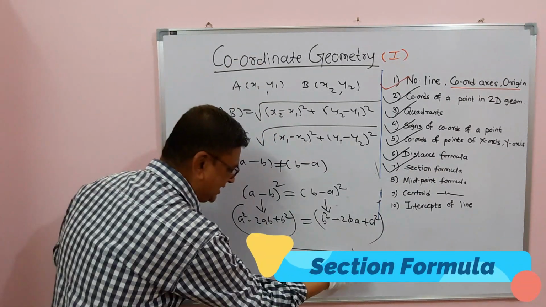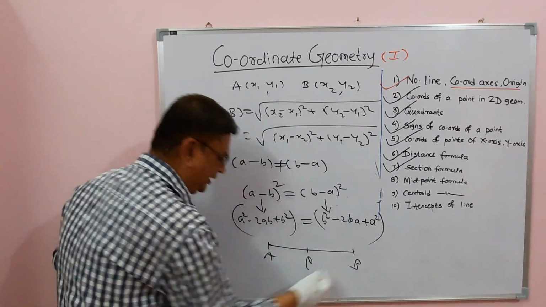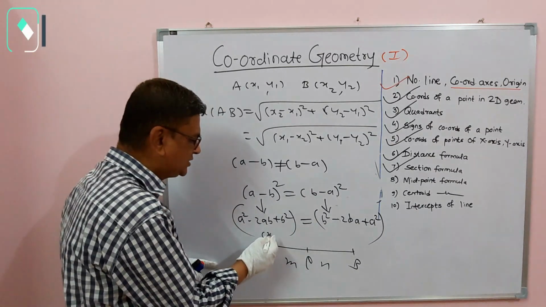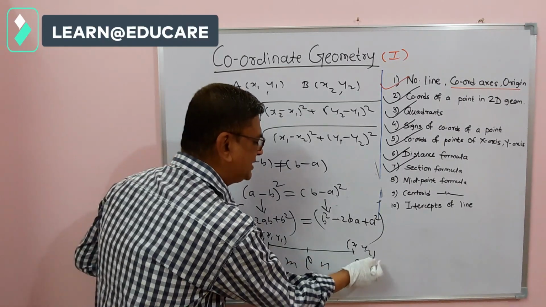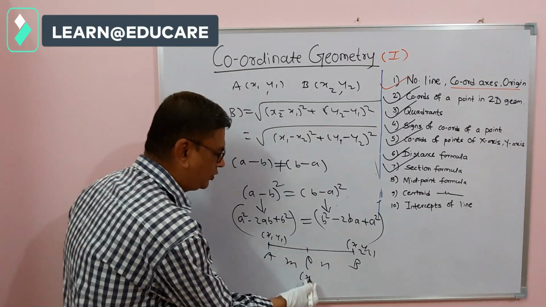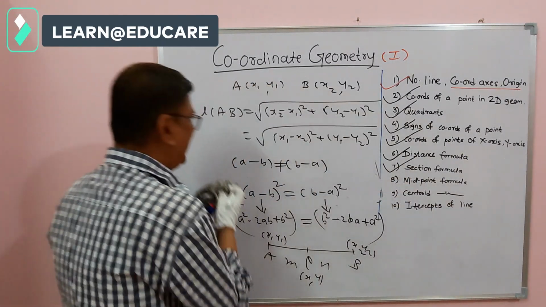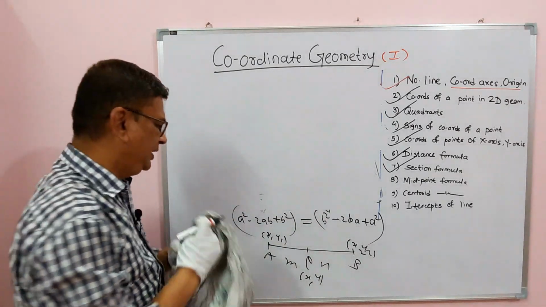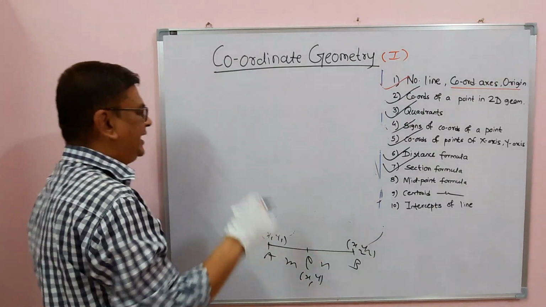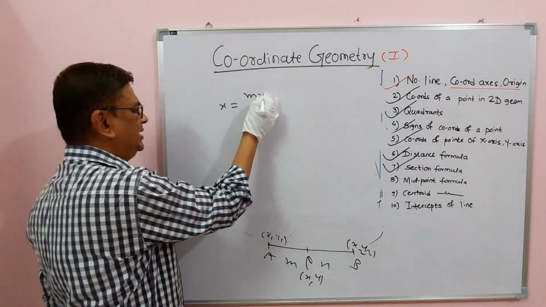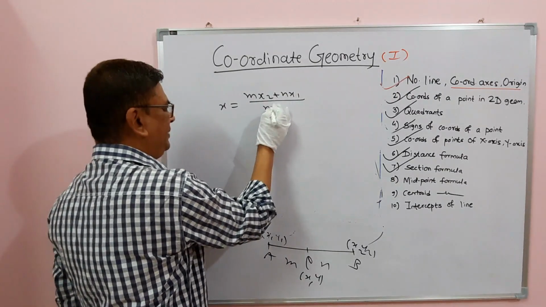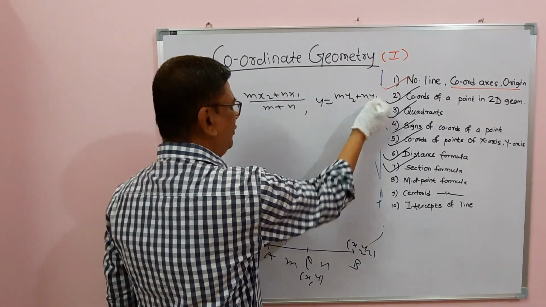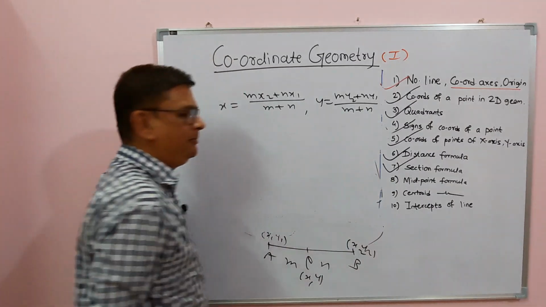Suppose there is a line segment AB, and suppose this point P divides AB internally in the ratio m to n. If A has coordinates x1, y1 and B has coordinates x2, y2, then the coordinates of point P, we suppose it as x, y, are given by the section formula of internal division. That is, the x coordinate is x equal to (mx2 plus nx1) upon (m plus n), and the y coordinate y equal to (my2 plus ny1) upon (m plus n).